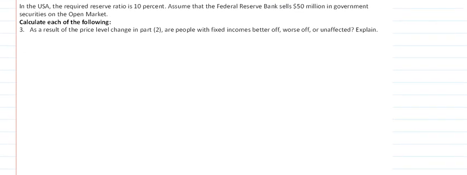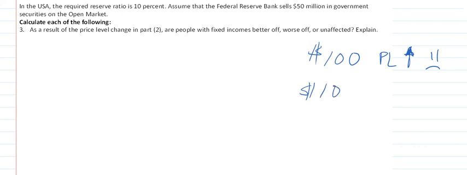All right, last one. In the USA, the reserve requirement is 10%, same thing. As a result of the price level change in part 2, are people with fixed incomes better off, worse off, or unaffected? All right. So if you have $100, and the price level is constantly going up, you have inflation, that's bad. If you have $100, because that's your fixed income, and finally they get the price level to go down a little bit, your purchasing power just went up and you are happy.